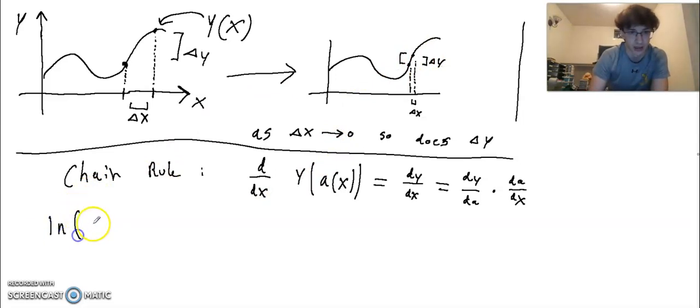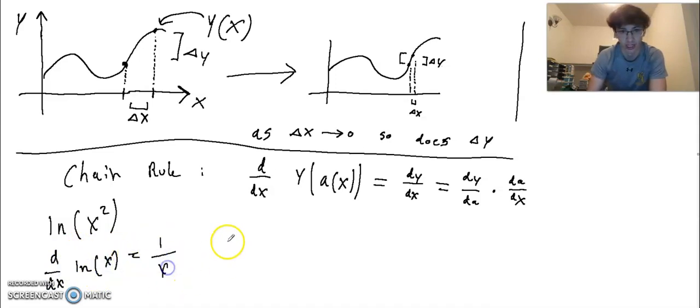Say we have ln of x squared. So we know that the derivative of ln of x just equals 1 over x. We proved that earlier. But this isn't just x inside. We also have x squared. So what it's saying is, okay, we find the derivative of this outside thing. We'll just ignore the inside, and we're going to multiply it by the derivative of the inside.